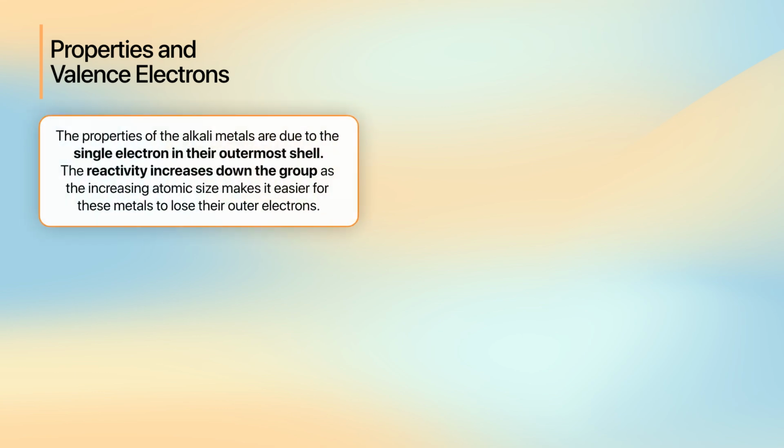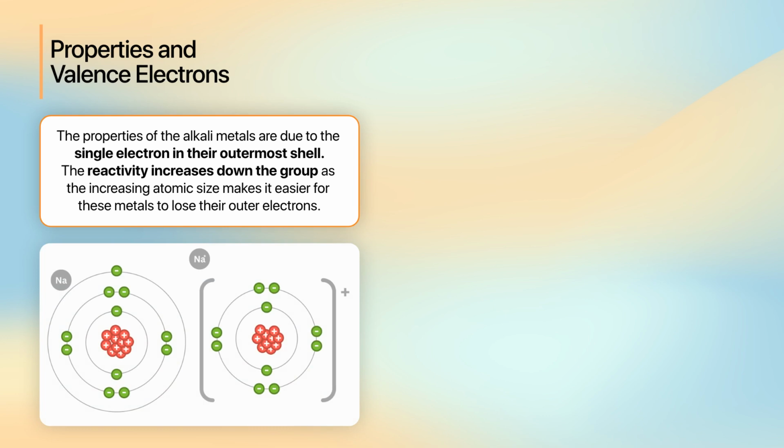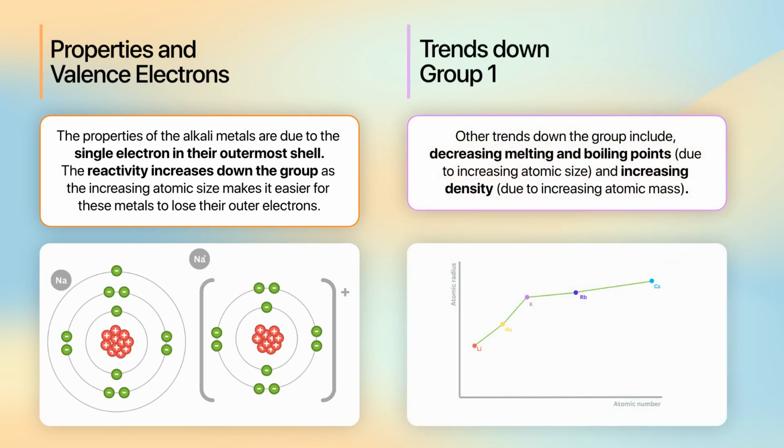The reactivity of these metals increases as we move down the group from lithium to francium. This trend is due to the increasing atomic size, which makes it easier for these metals to lose their outer electrons. Additionally, we examined other trends observed down the group, such as decreasing melting and boiling points and increasing density. These trends were linked to the atomic structure of the Group 1 metals. By understanding these patterns, we can predict the properties of alkali metals not yet encountered in experiments.